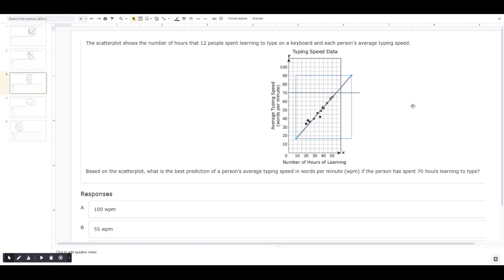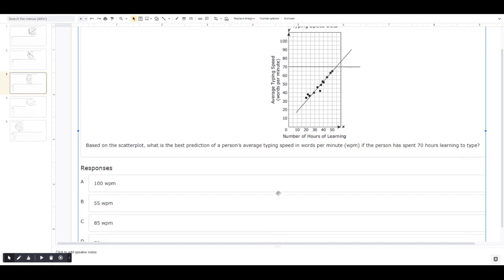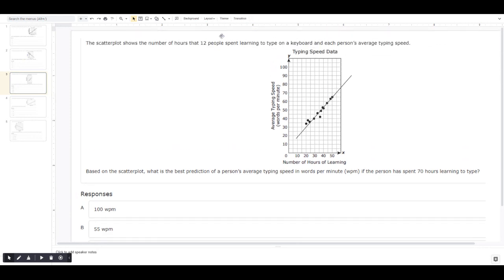All right, you say, okay, 55, my answer, 55 words per minute, and you would be dead wrong. That is not when it asks you. This is 70 words per minute. It asks you 70 hours. You say, but Coach Fair, 70 hours isn't on here. I picked the only 70 there. Right, they tried to trick you. They were successful. We don't want to let them be successful.